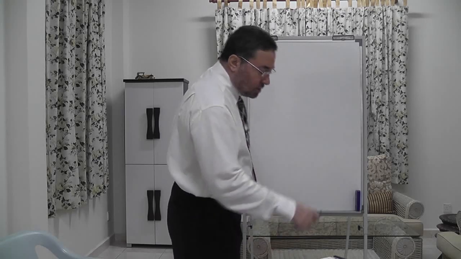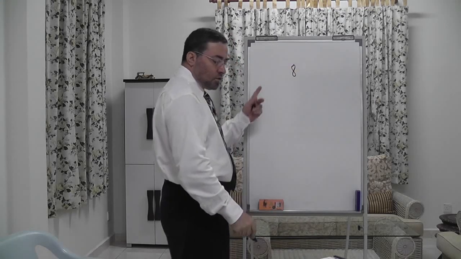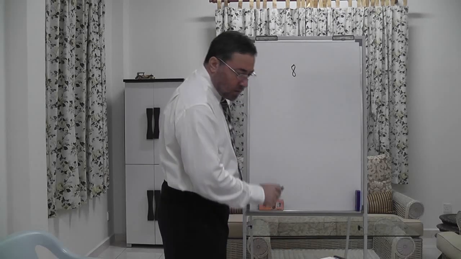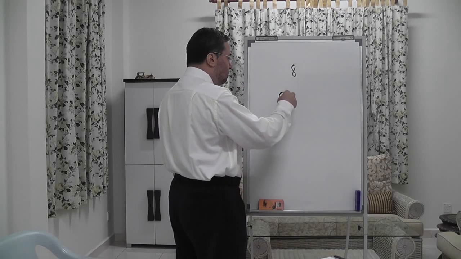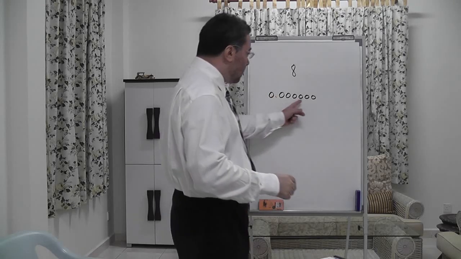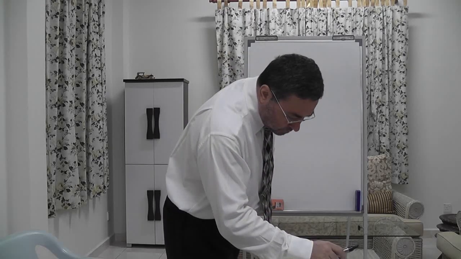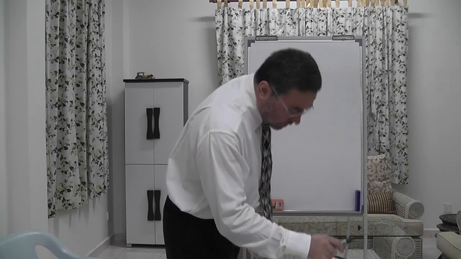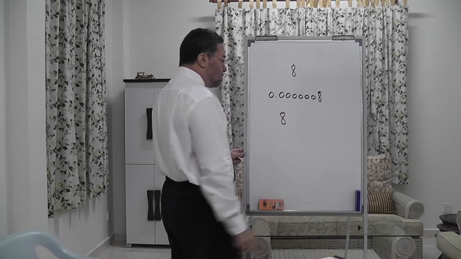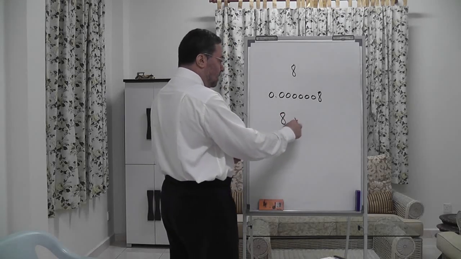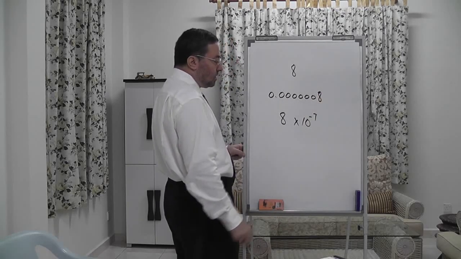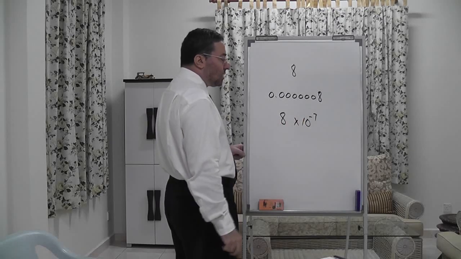Then number 6, the number 8, that's already in scientific notation. Number 8, we have 6 zeros and 8. Here in scientific notation, this will be 8 times 10 to the minus 7. You multiply this by 10 to the 7 to get 8, so you have to divide by 10 to the minus 7.